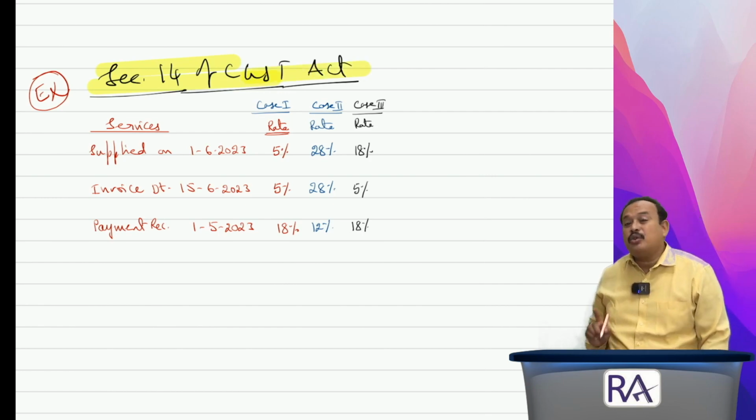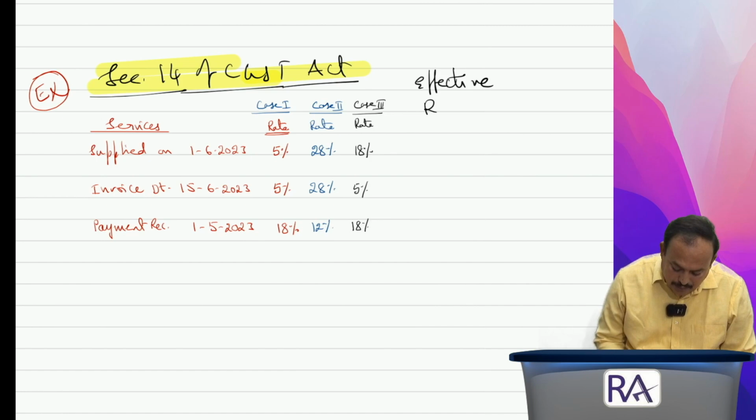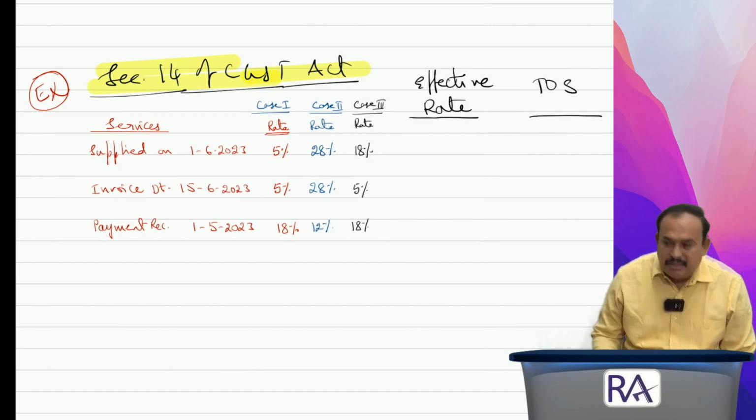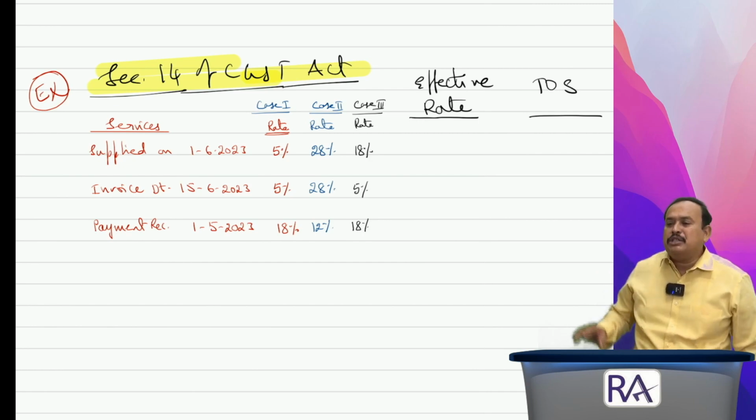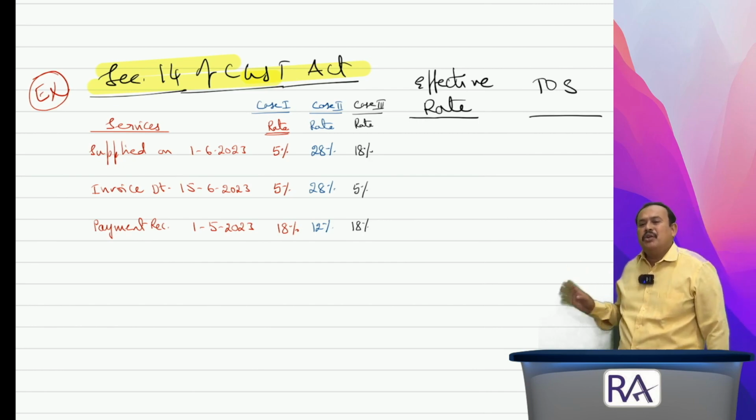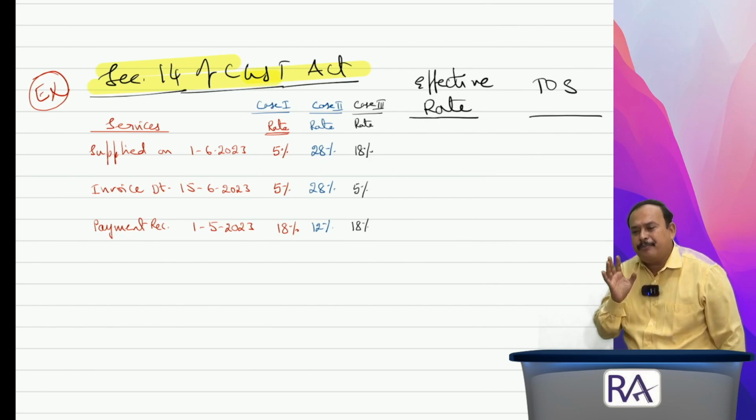In that case, section 14 is the overriding section. What it says you have to follow. Effective rate, what is applicable, I should find out. I should also find out time of supply. What is the time of supply? Two things I have to find out. With regard to effective rate of tax, very easy to present.